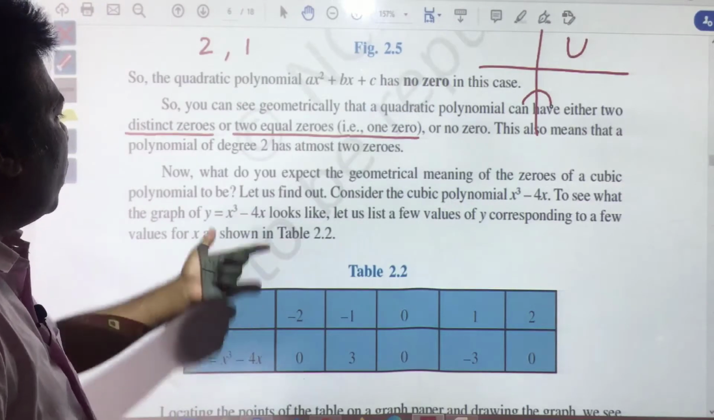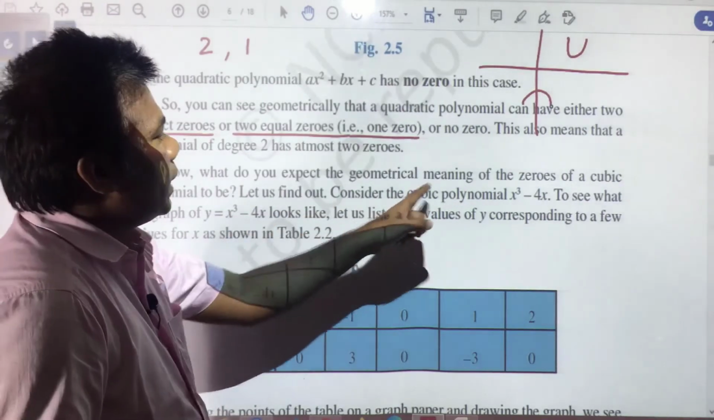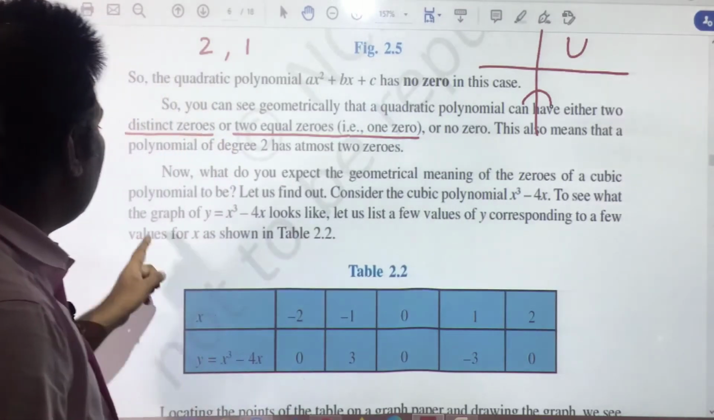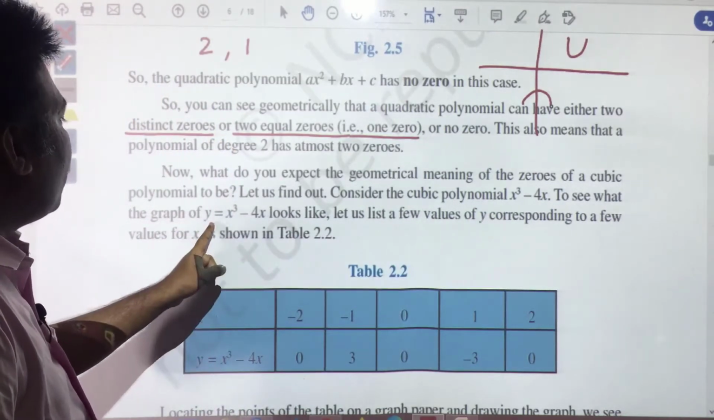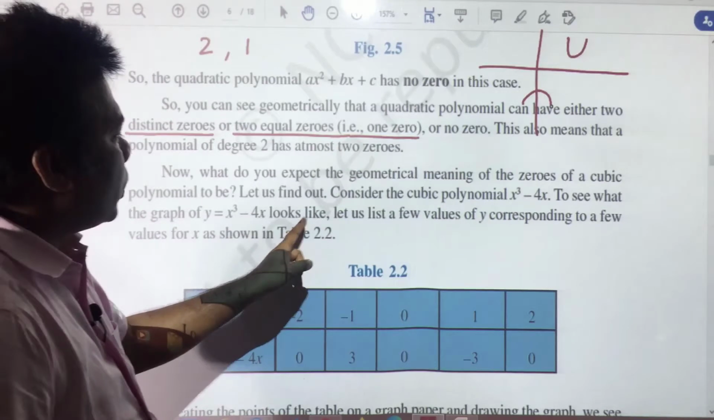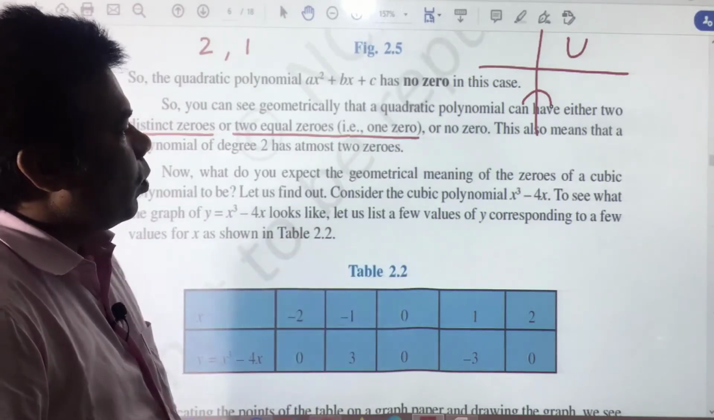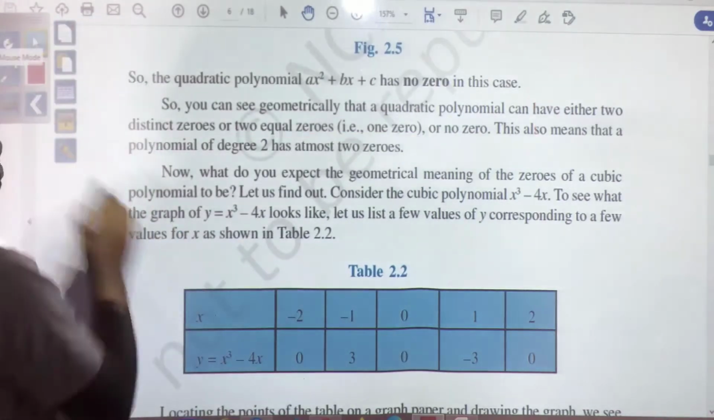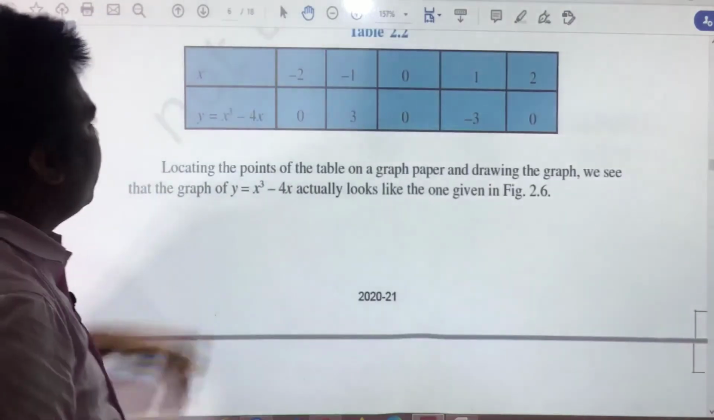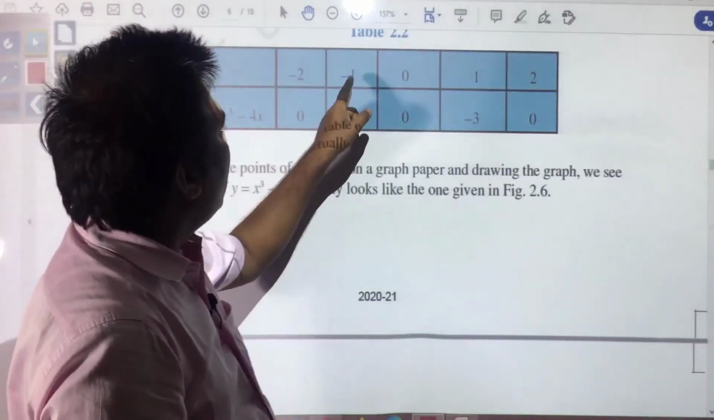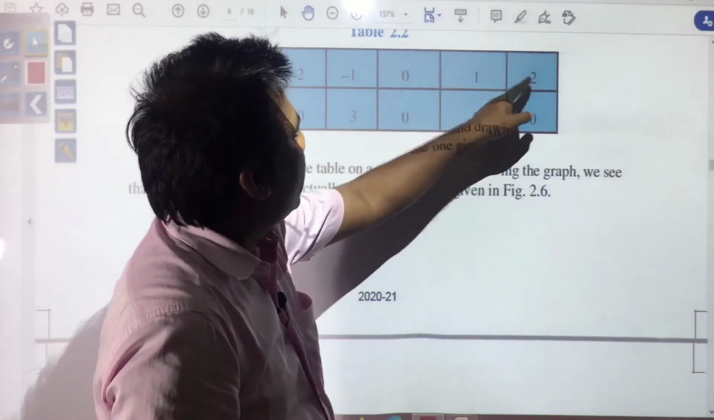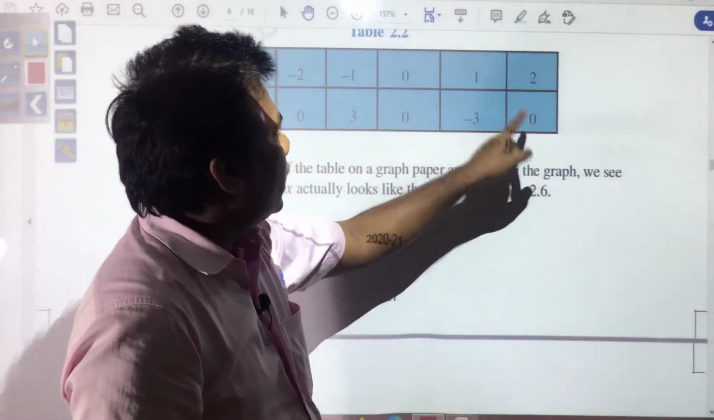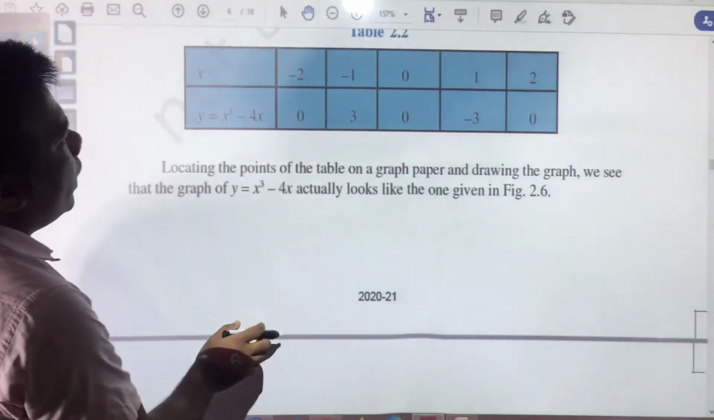Now, for a cubic polynomial, consider the cubic polynomial x cube minus 4x. To see what the graph of y is equal to x cube minus 4x looks like, let us list a few values of y corresponding to a few values of x as shown in table 2.2. Here you see some values have been written: x is equal to minus 2, minus 1, 0, 1 and 2, and y you have 0, 3, 0, minus 3 and 0.